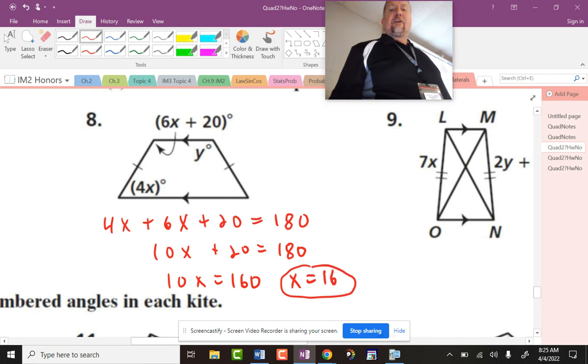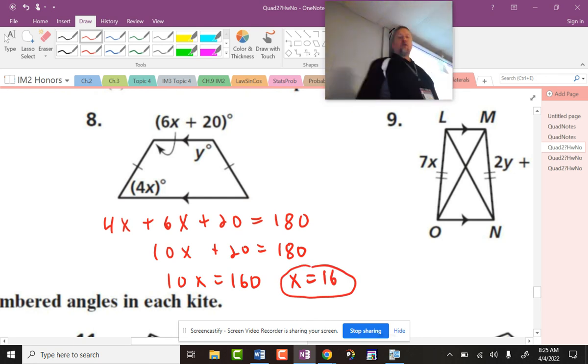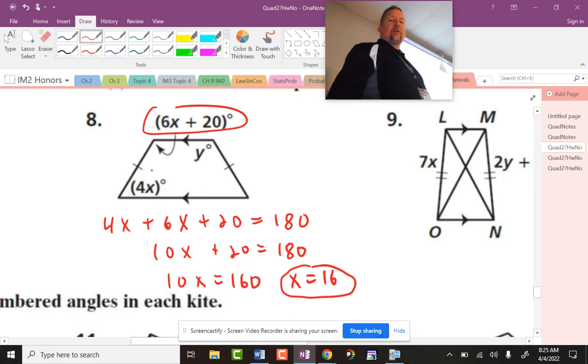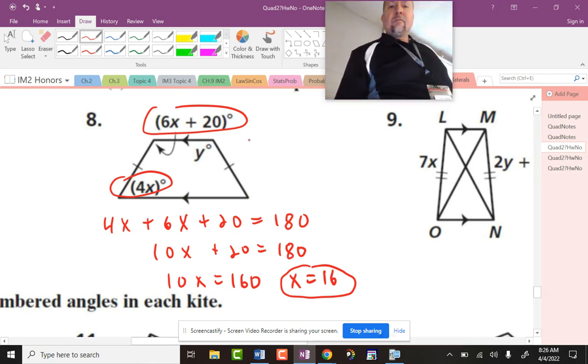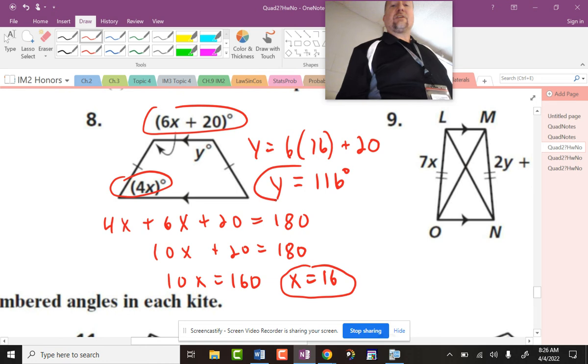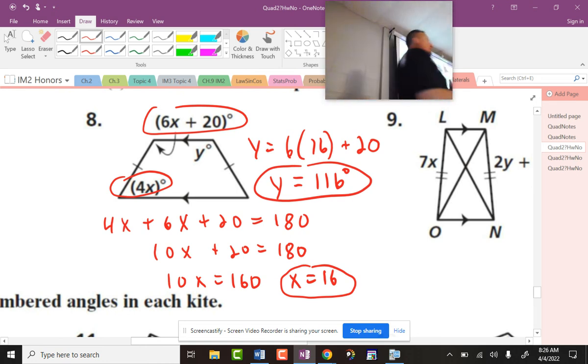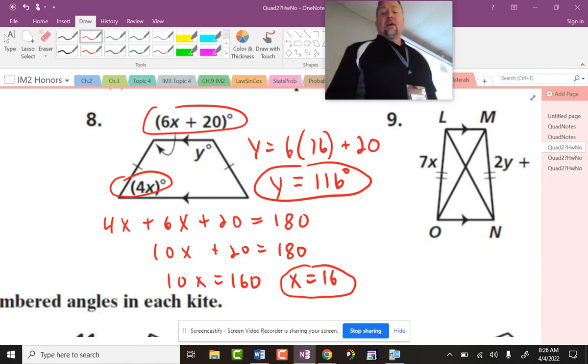How do I find what the variable y is equal to? First of all, who is y equal to? This angle up here or this angle down here? The 6x plus 20. So what do I have to do with that? And you might have to make an adjustment if you didn't have x equals 16. But what do I have to do to find y? You fill in x, so it'd be 16 times 6, plus 20. And then 6 times 16, I think, is 96. Is that right? 106, 116 then? Okay, so y is 116, which does give me what both the upper base angles are actually equal to. Then obviously you can plug in 16 times 4 to find that one.